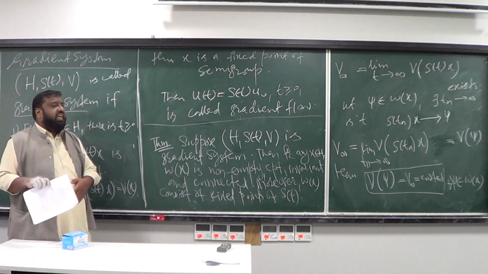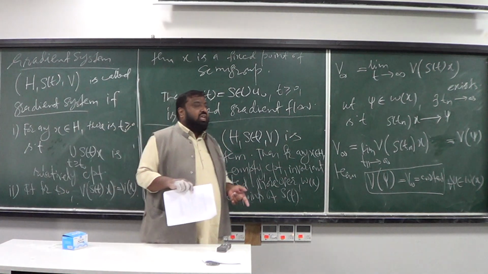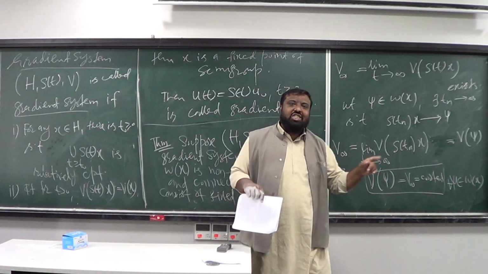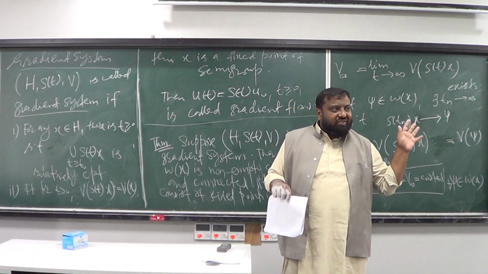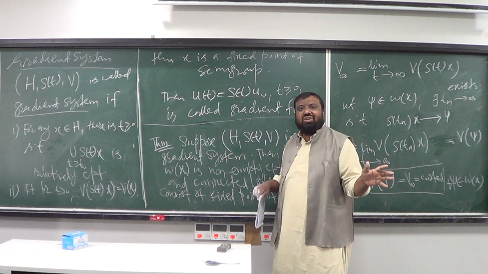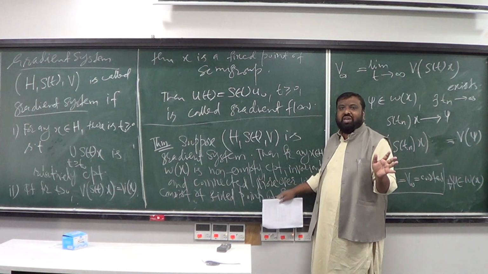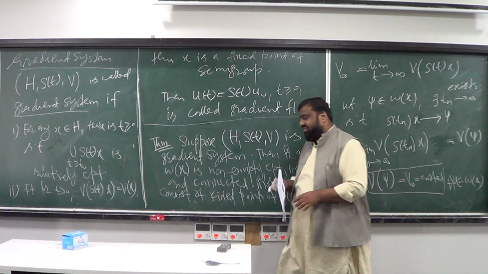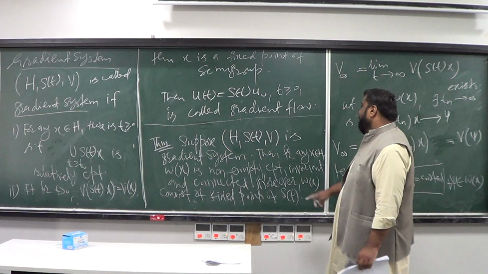And what are the fixed points of the semigroup? The fixed points of the semigroup are basically the stationary solutions of your given nonlinear evolution equation. Just solve for the stationary solutions of your nonlinear evolution equation. Those will be the fixed points of your semigroup and the elements in the omega limit set. Okay?